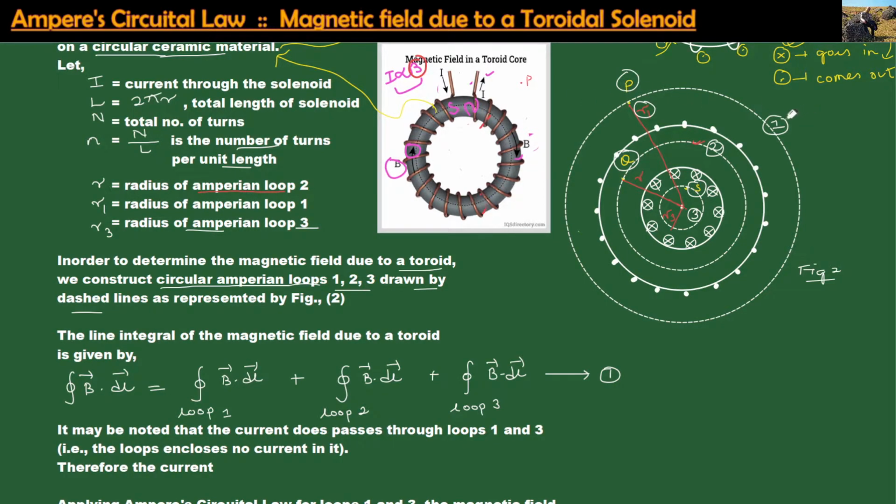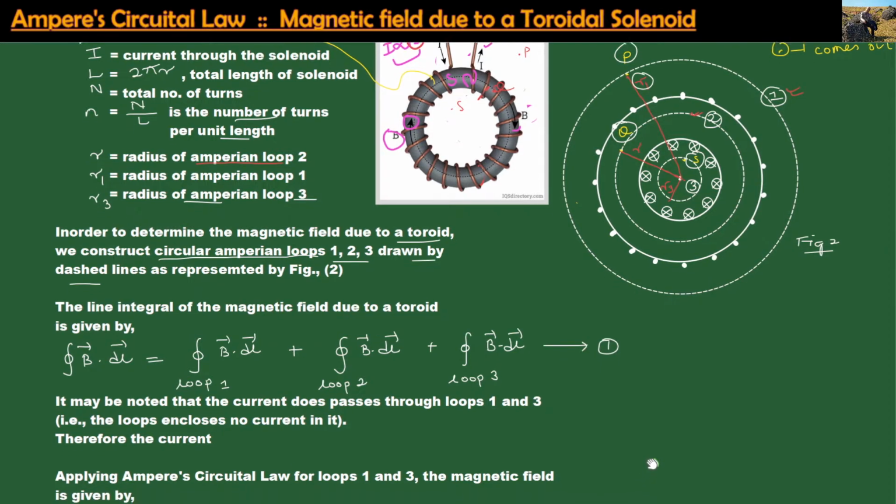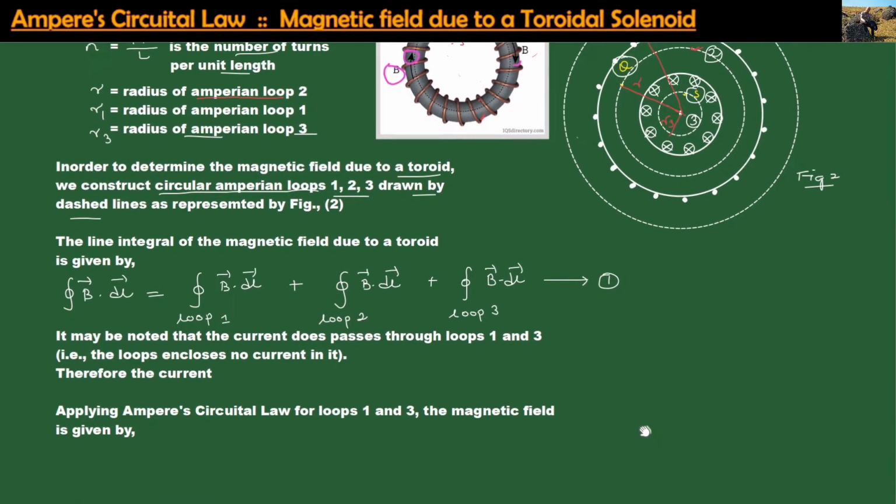in which that Amperian loop is constructed. If I consider point S, which is inside, even over here there is no current. Only the current through point Q, which is inside the toroid, is the current that the Amperian loop encloses. So it should be noted that the current does not pass.